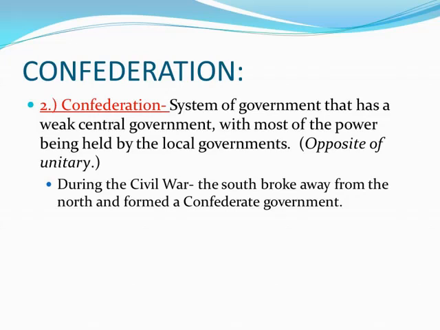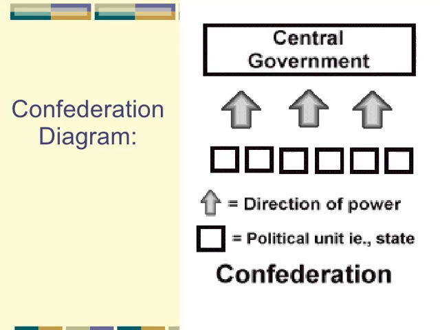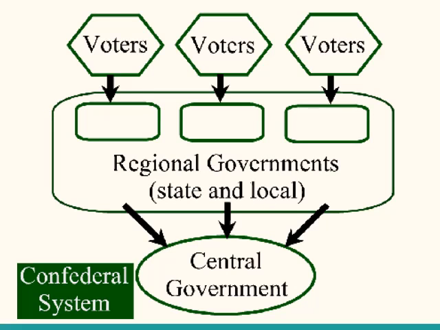Same thing with the Confederacy during the Civil War. So the state and local governments have all the power. They give authority to the central government to handle administrative things, but ultimately they're very, very weak. Look at it another way, the voters put in their state and local government powers. The state and local governments give the central government their authority.